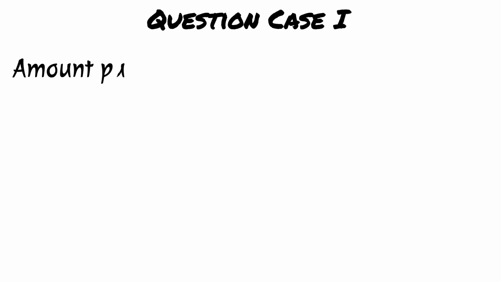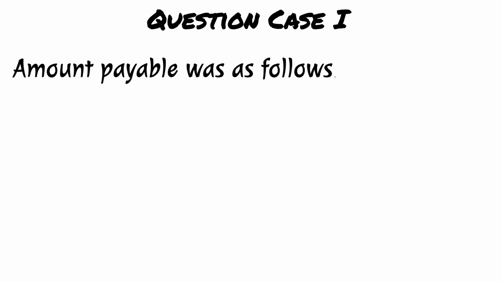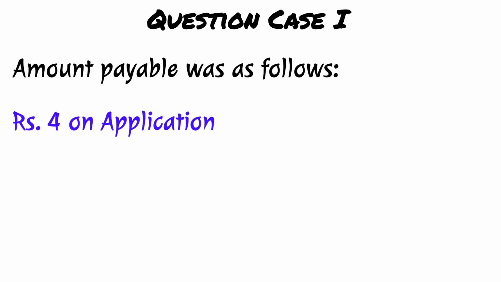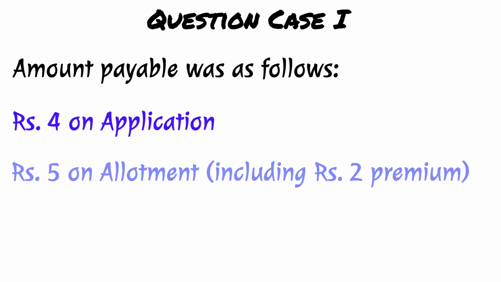Now let's look at the amount payable. 10 rupees was payable as follows. At the time of application, rupees 4 was payable. At the time of allotment, 5 rupees was payable, including premium, that is 3 plus 2, and the balance was payable on call.